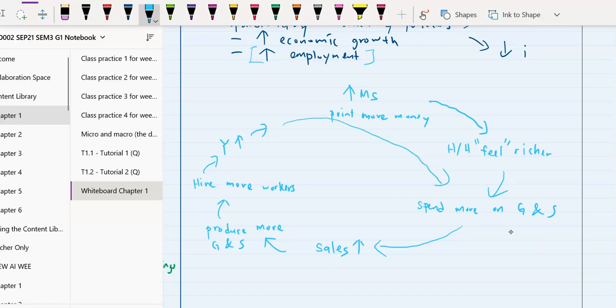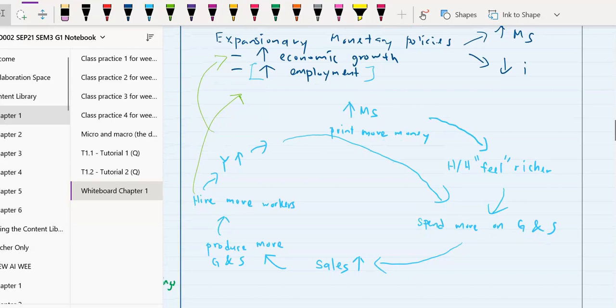Okay? When they have more consumption on other goods and services, it will lead us back to this cycle here. In the end, when national income grows, they achieve another objective, which is economic growth, right? And employment continues to increase. So the Reserve Bank successfully increased employment and also economic growth. That's for expansionary monetary policy in terms of increase in money supply. Alright?